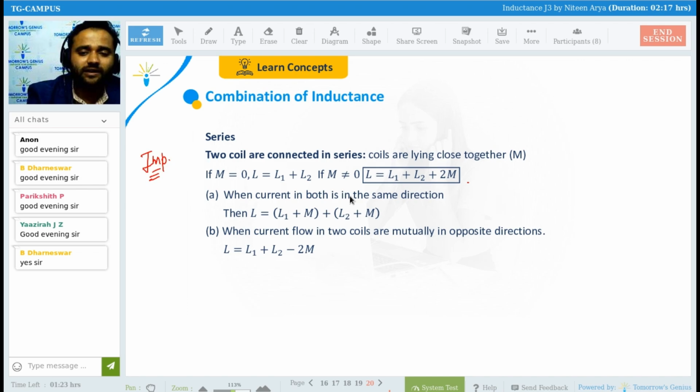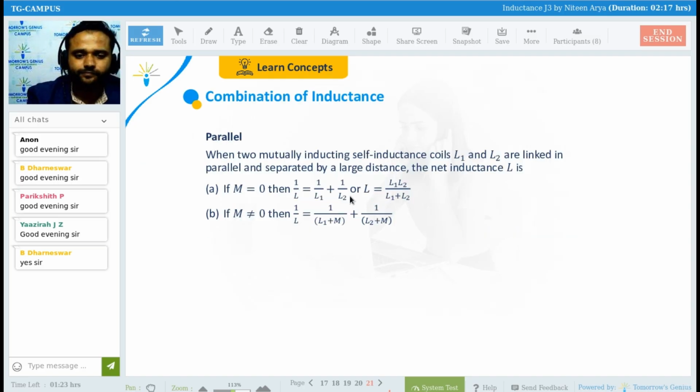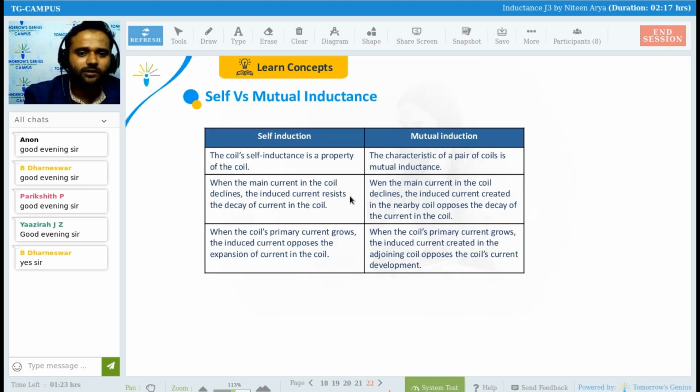Two coils connected in series give the series combination of inductance. Parallel combination is similar: 1 by L equals 1 by L1 plus 1 by L2 if M is 0. If M is not 0, then 1 by L equals 1 by (L1 plus M) plus 1 by (L2 plus M), and do the calculation. And that is the main difference between self and mutual inductance: self-inductance is a property of the coil, while mutual inductance is a characteristic of a pair of coils.